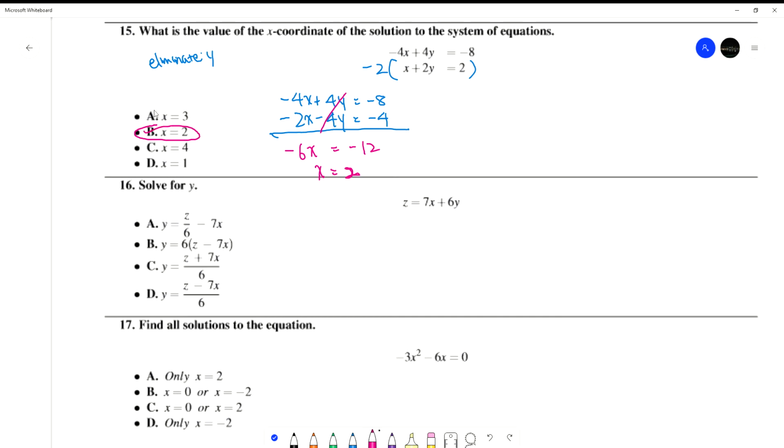Any questions? Very good. Going on to 16.